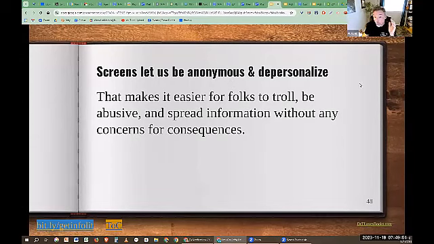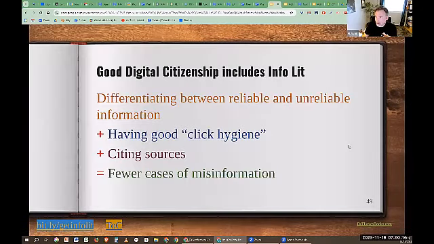One of the problems is all this stuff is happening online, and screens make it really easy to be anonymous and to depersonalize. So it's almost like we're not even connecting with another human being when we put out some of this information. We forget sometimes that there are human beings affected by what we share, what we take in, what they share. So it's really easy to spread this misinformation without worrying about any of the consequences that might happen.